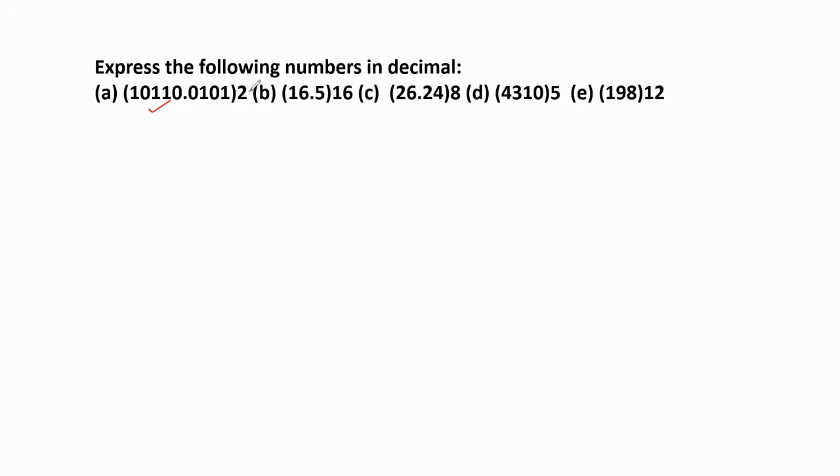Base 2 means this is a binary number. Let us rewrite the given binary number 10110.0101 with the base 2. Here this is a floating number, and it has two parts. Before the decimal point we call it the integer part, and after the decimal point we call it the fractional part. To convert this binary number into decimal, we have to apply binary weights to each and every binary digit. For the integer part, apply the binary weights from the LSB position. For the fractional part, apply binary weights from the MSB position.